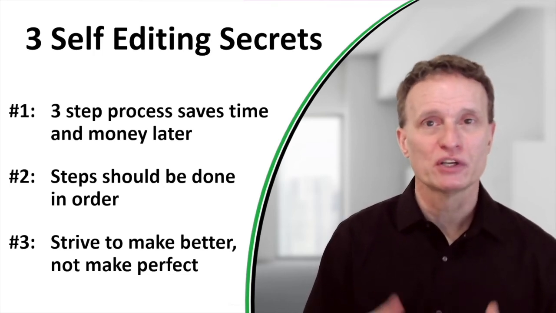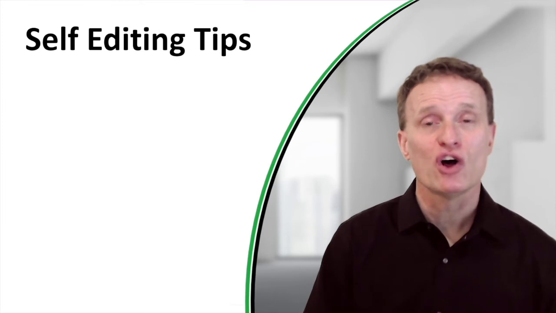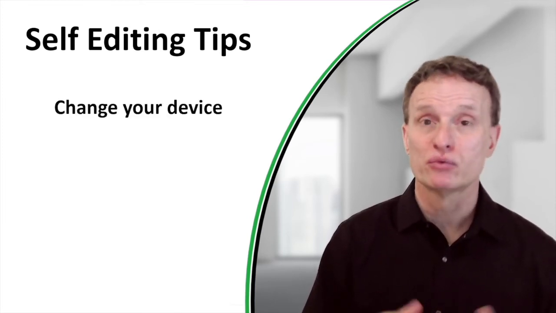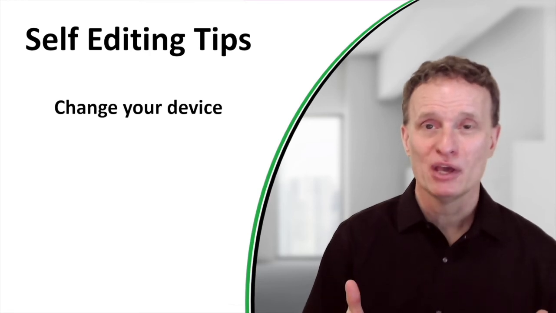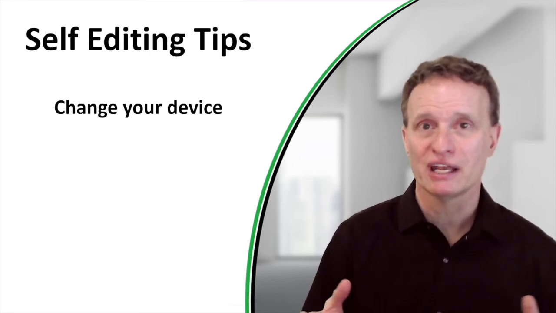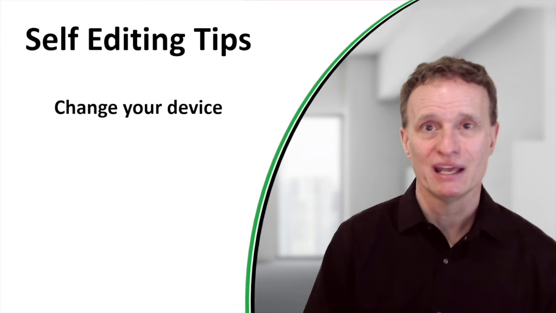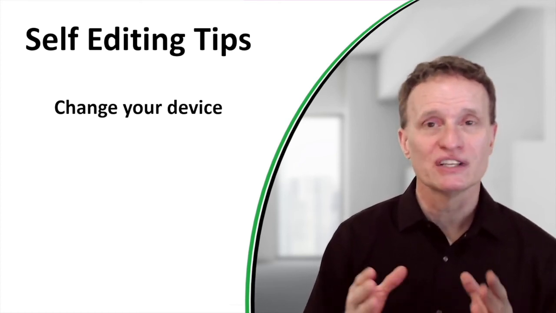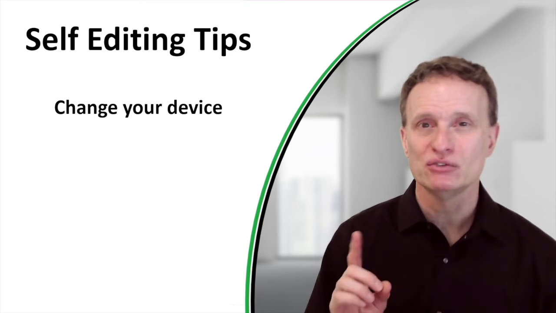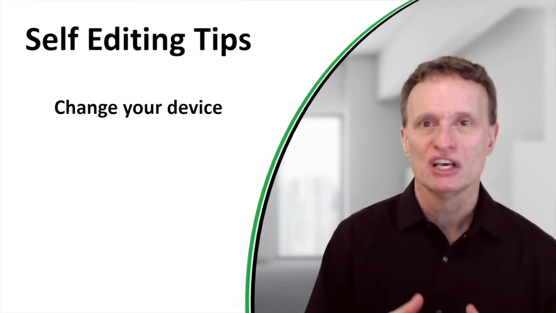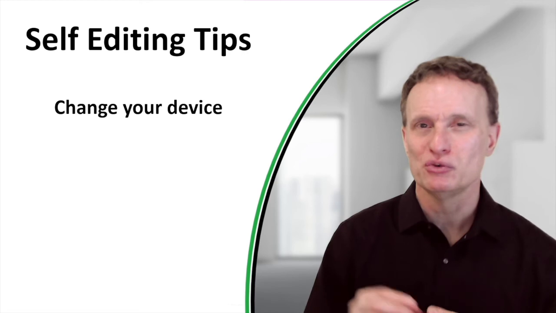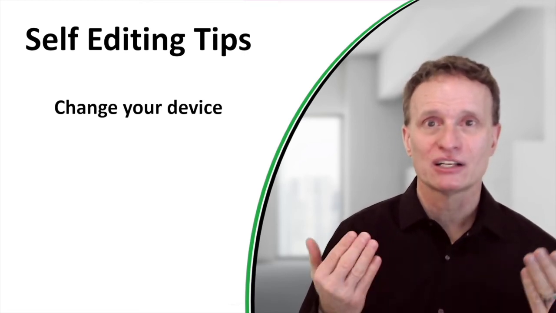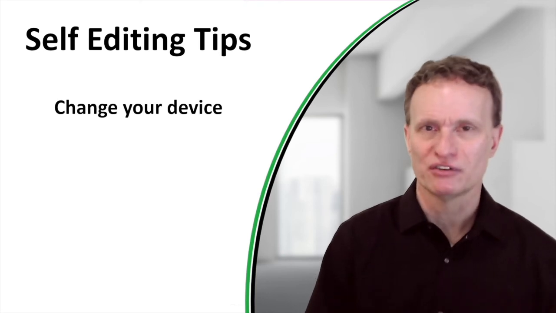Here are a few tips for your self-editing process. First of all, change the device that you're using to look at the book. So if you've written the entire book using a laptop, when you do your big picture edit, you might want to use a tablet instead. And that way you're seeing the words in a different way. When you look at the words on the same device over and over and over again, you tend to tune out things because you just know what's there, so you miss the details. When you switch to a different device, that kind of triggers your brain to look at it differently.